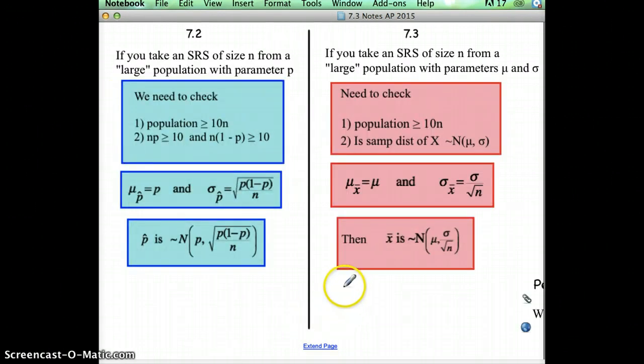Here's a side-by-side comparison of what we did in 7.2 versus what's new in 7.3. So we're still going to be taking a simple random sample of size n, so the n is the sample size. And we're taking it from a very large population. Now our parameters, our population information, is a mean and a standard deviation. These are from the population. Before, we were doing a population parameter proportion. p was a proportion. Now we're going to look at means and standard deviations.